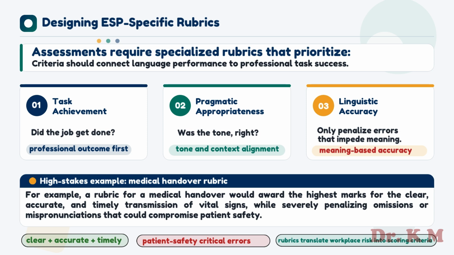For example, a rubric for a medical handover would award the highest marks for the clear, accurate, and timely transmission of vital signs, while severely penalizing omissions or mispronunciations that could compromise patient safety.